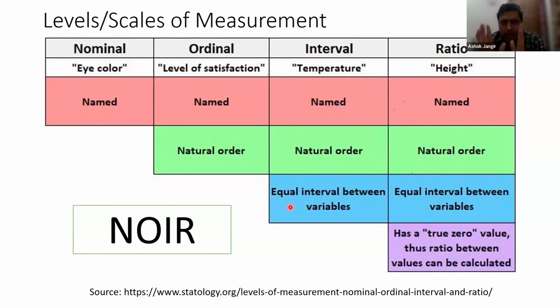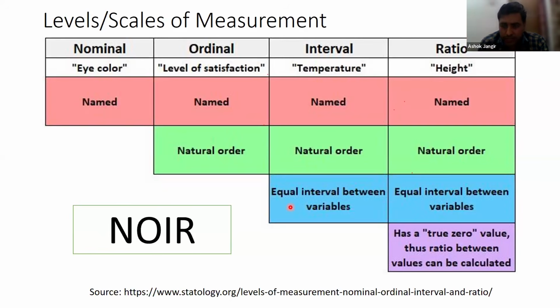And please remember, in interval, temperature, because we are from health research. So number one is temperature. Number two is IQ level. Number three is year. These three variables, temperature in centigrade and in degrees Fahrenheit, are in the interval scale or level of measurement. Okay.